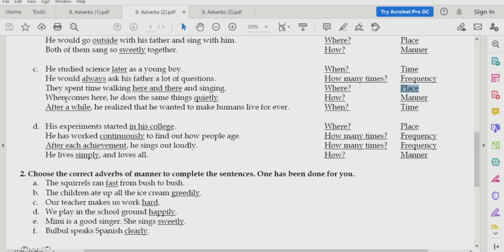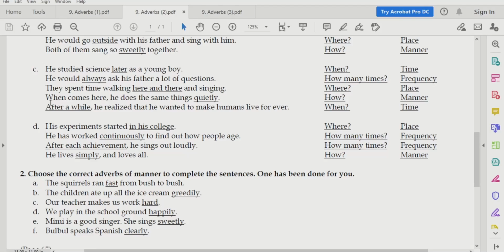Dear students, please note a word is missing over here. When he comes here, he does the same things quietly. The sentence could be complete till here also. When he comes here, he does the same things. But we have an additional word, quietly. वो यही काम किस तरीके से करता था? That means how. And it is an adverb of manner.